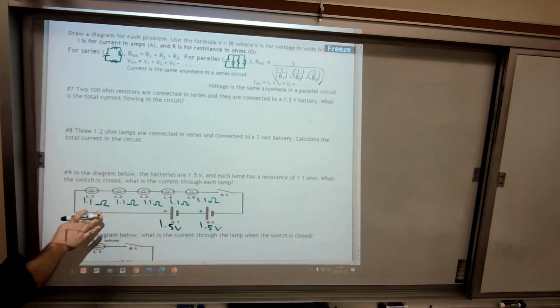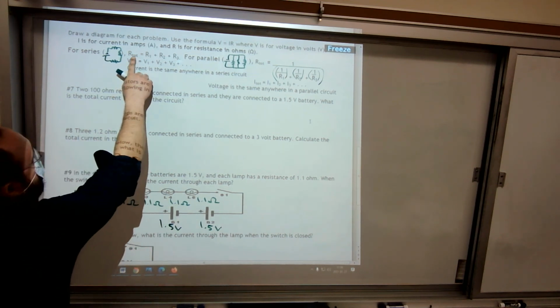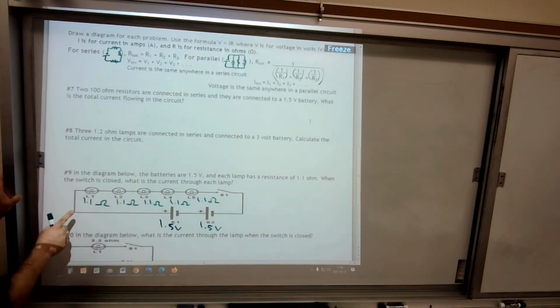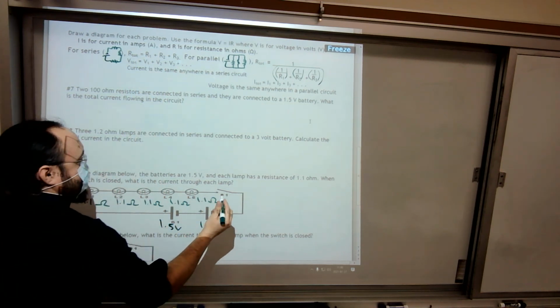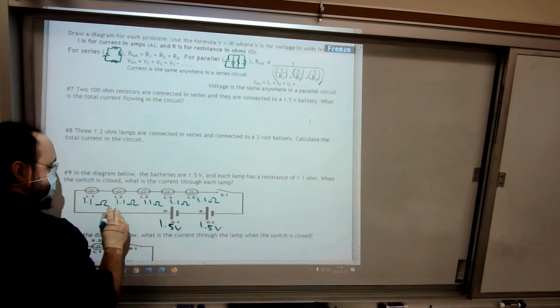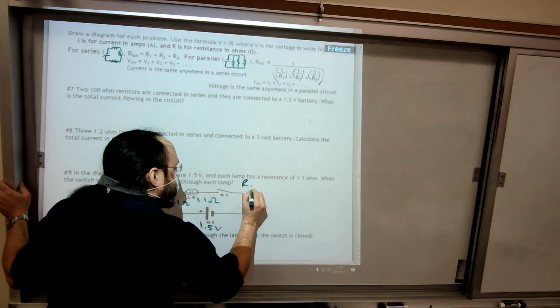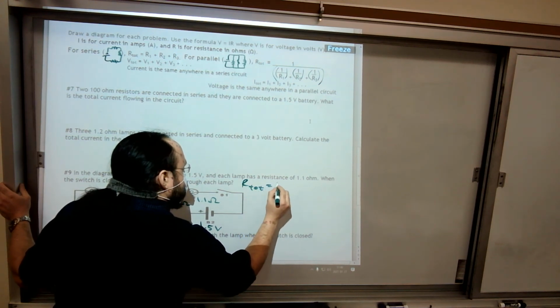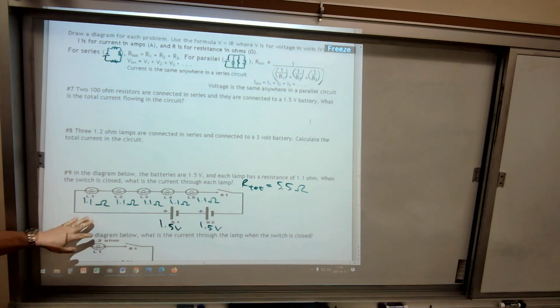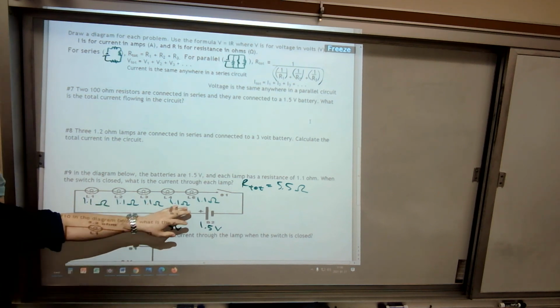This is a series one, so for resistance and voltage, you just add them up. So we got 5 of these 1.1s. Those are the resistances, or those are in ohms. So the total resistance is 5.5 ohms, because we just added them up. 1.1 plus 1.1 plus 1.1 plus 1.1.